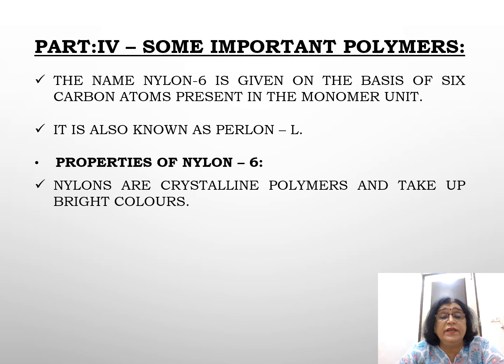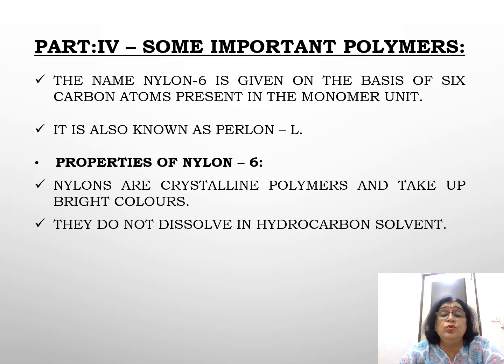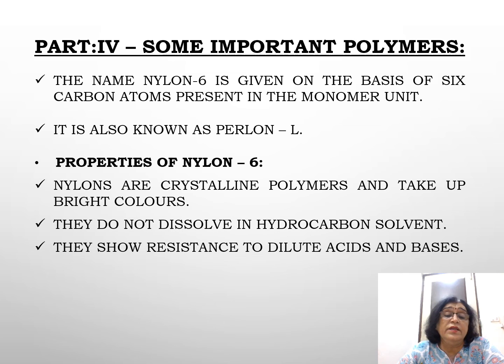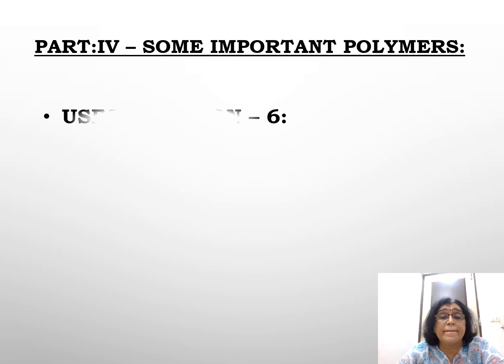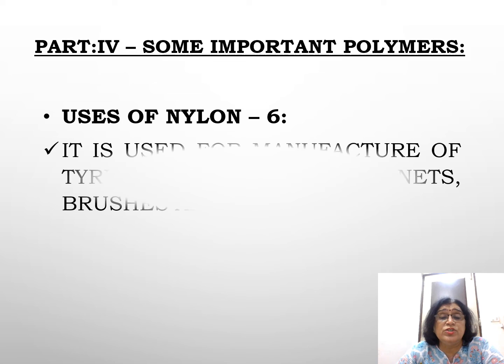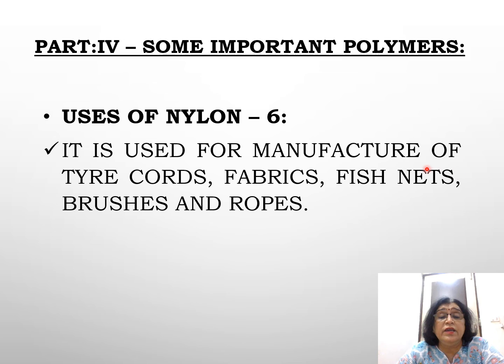Properties: nylons are crystalline polymers. They take up bright colors. They do not dissolve in hydrocarbon solvents. They show resistance to dilute acids and dilute bases. They have good tensile strength. Uses of nylon 6: it is used in making tire cords, fabrics, fish nets, brushes and ropes.